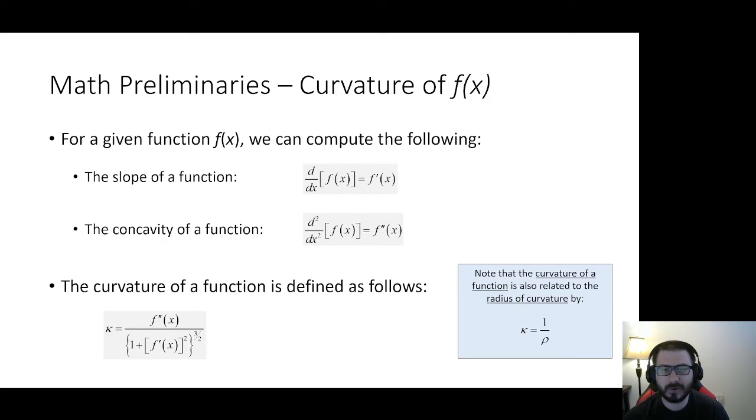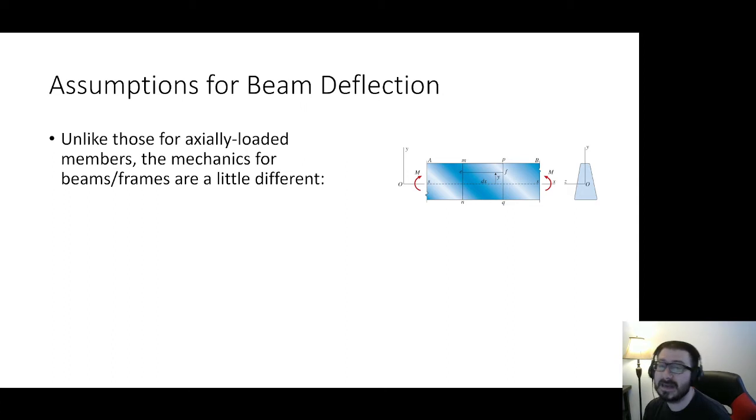I'm calling the Greek letter kappa the curvature of a function. I could invert that, and I would call that the radius of curvature. And so you're going to see curvature show up here in a little bit. The fundamental differential equation that defines beam deflection, we sometimes call the moment curvature equation, and this is sort of why. Okay, now let's get into beam deflection.